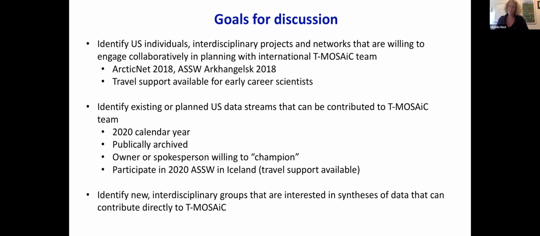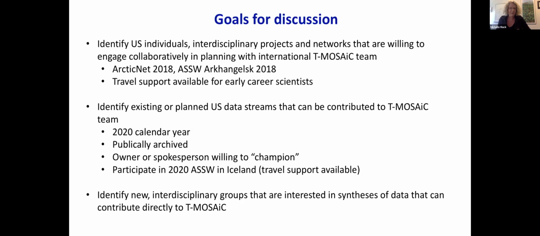And there we hope, so at that point, T-MOSAIC, the calendar year has already started, but having people who are there representing these data streams could be really exciting, and we could generate some momentum for US participation.